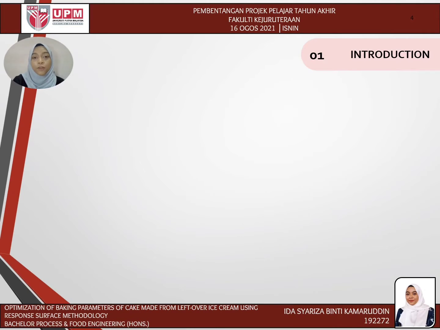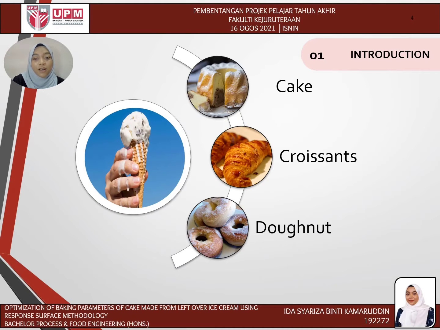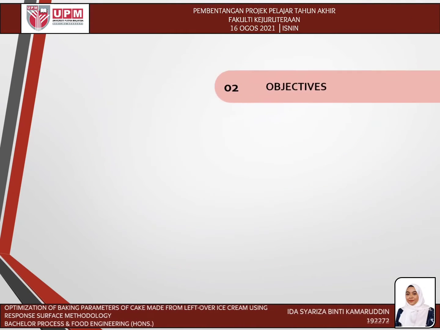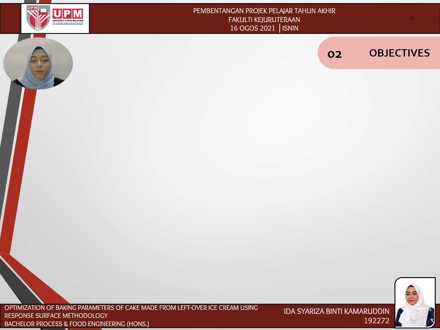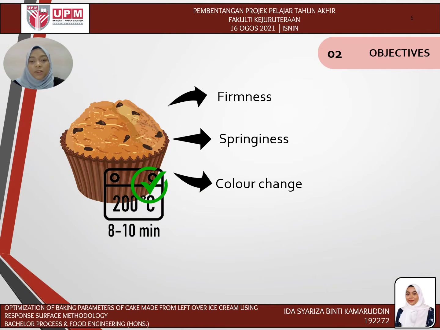Therefore, the aim of the present invention is to use this melted leftover ice cream, as it appears to have a lot of potential for being converted into a bakery product such as cake, croissants, and donuts. The study's main objective was to optimize the baking time and temperature for cake made from the leftover ice cream in terms of physical quality, which is firmness, springiness, and color change.